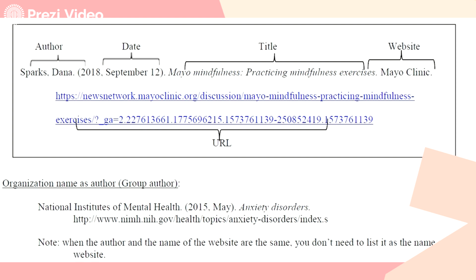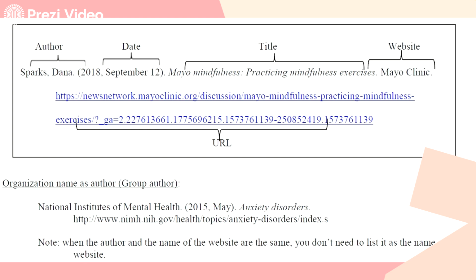Now for website articles written by organizations, where there is no specific author, you use the name of the organization as your author's name. Okay, so National Institutes of Mental Health. Again, we do not abbreviate. You use the same format for the date: year, comma, month, day. Without the specific dates, then you can just use the year.